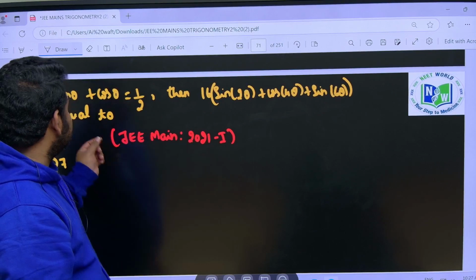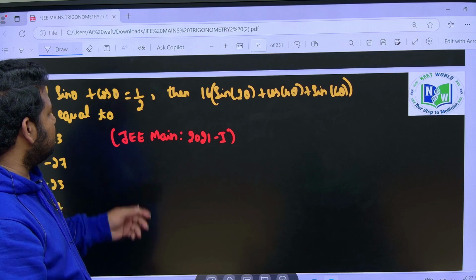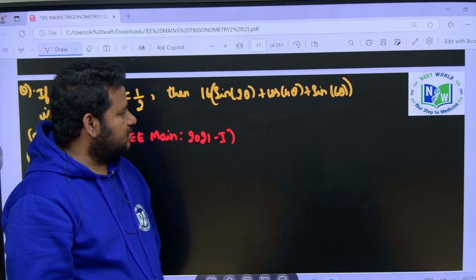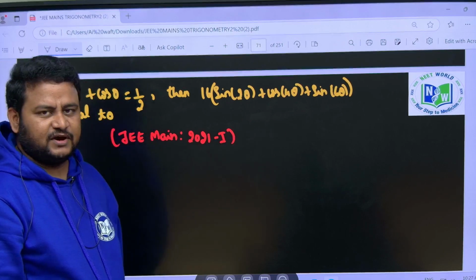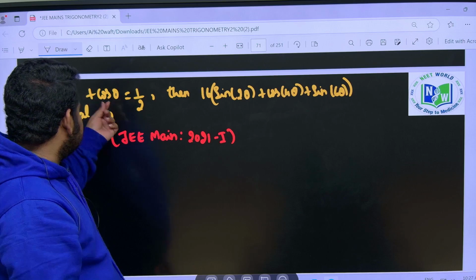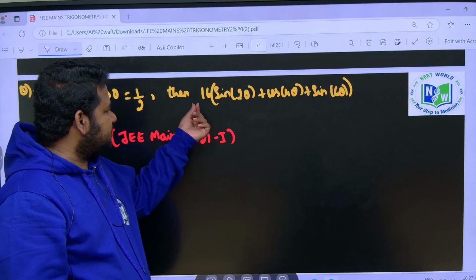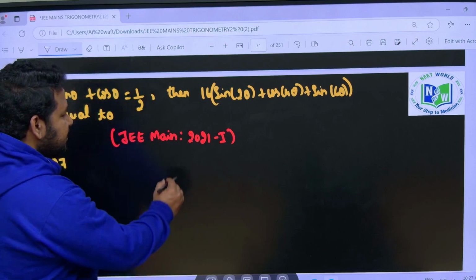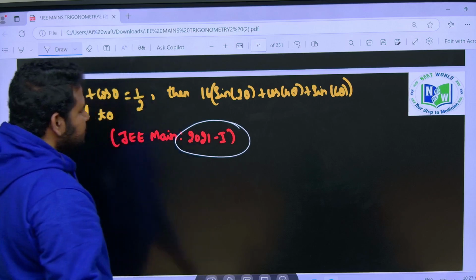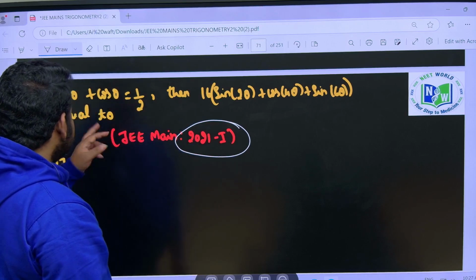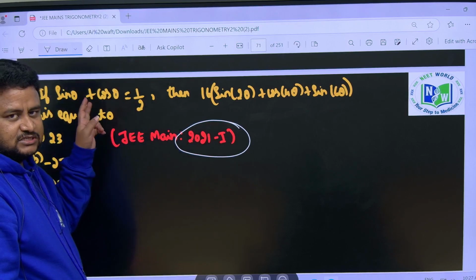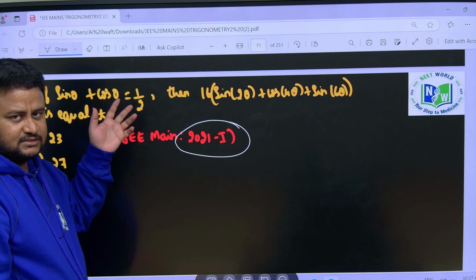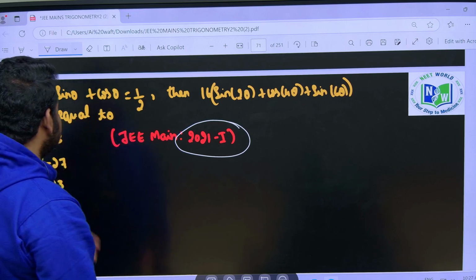They are given sin theta plus cos theta is equal to half. Then what is the value of 16 times sin 2 theta, cos 4 theta, sin 6 theta? Asked in JEE Main 2021 first session. Similar to this, we had one question: cos theta plus sin theta is equal to 1 by 5, tan square x minus something sin square x is equal to what? Something they had asked. So for this question, what should I do?